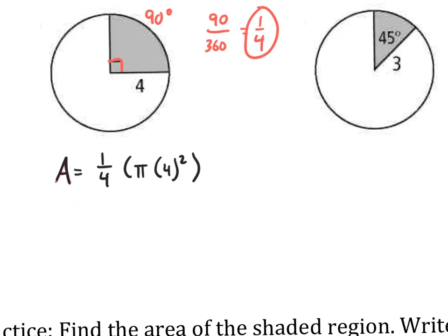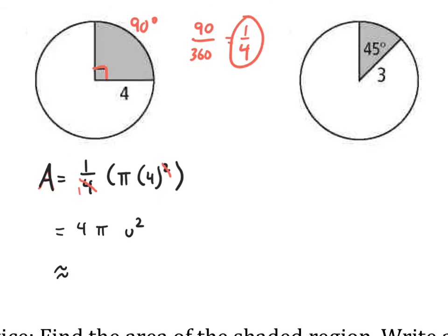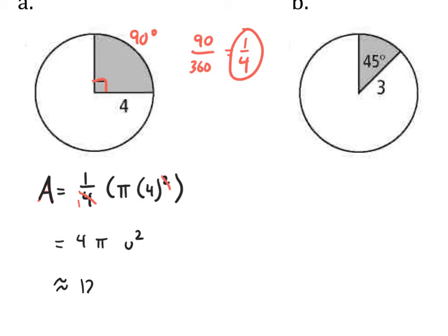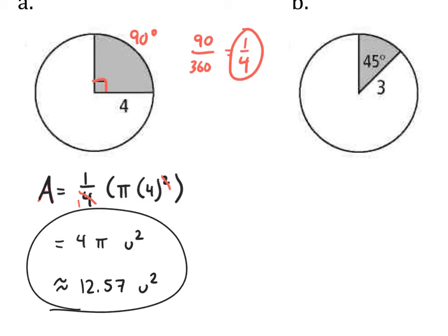When we reduce here, there are a couple of different ways to reduce. The fastest is this: if I divide this by 4 to get a 1 and divide this by 4, one of the exponents goes away. If you had a hard time understanding that, just multiply this out to be 16 and then divide by 4 to get back to 4. So the exact answer is 4 pi. Since there aren't units, I'm going to say u squared for units. And the approximate value is 12.57 square units. Box or circle your answers.